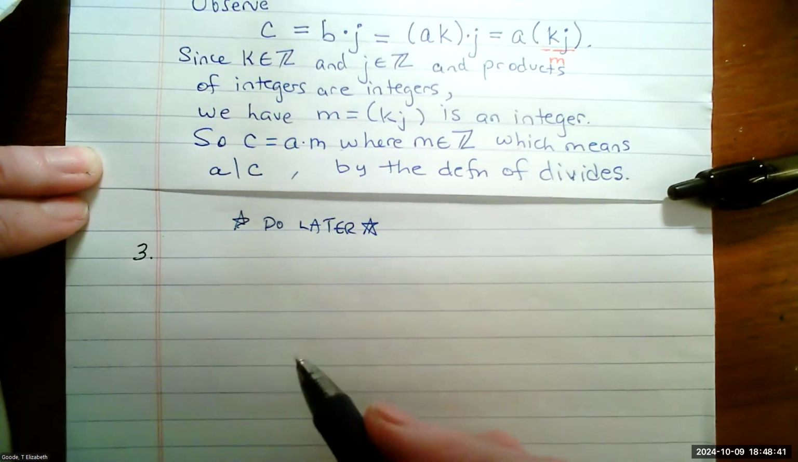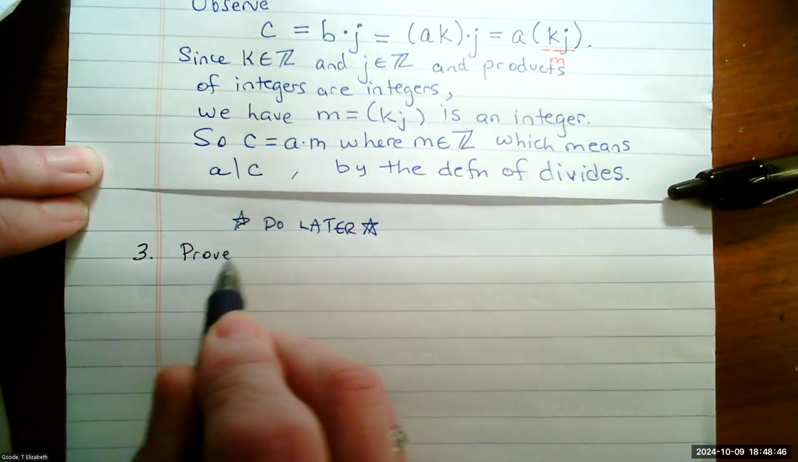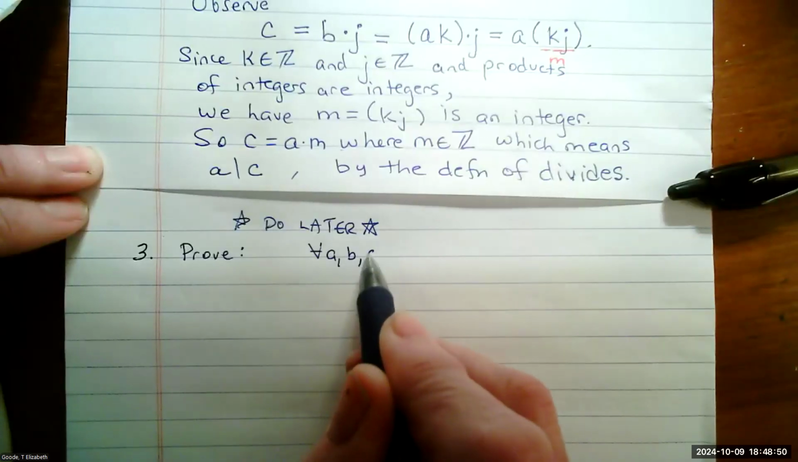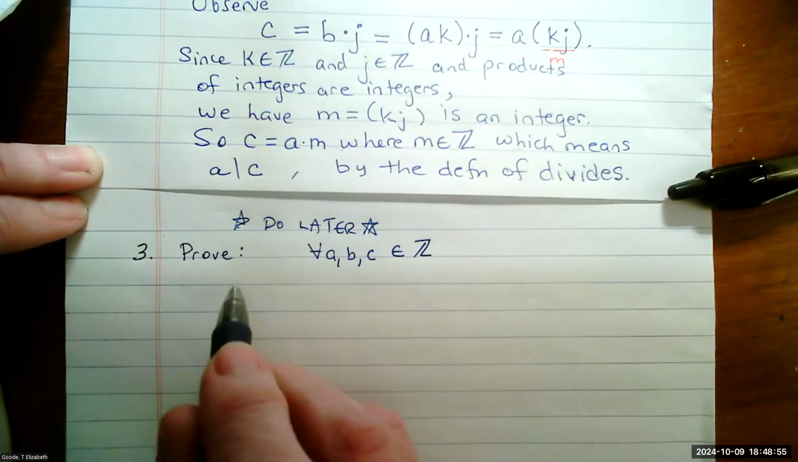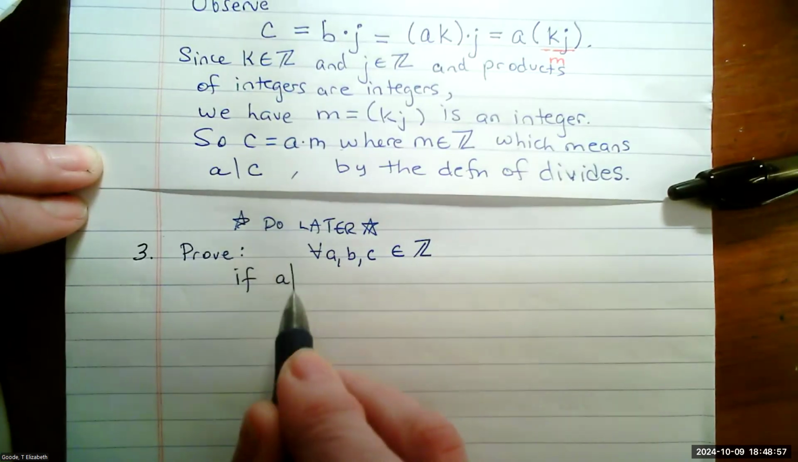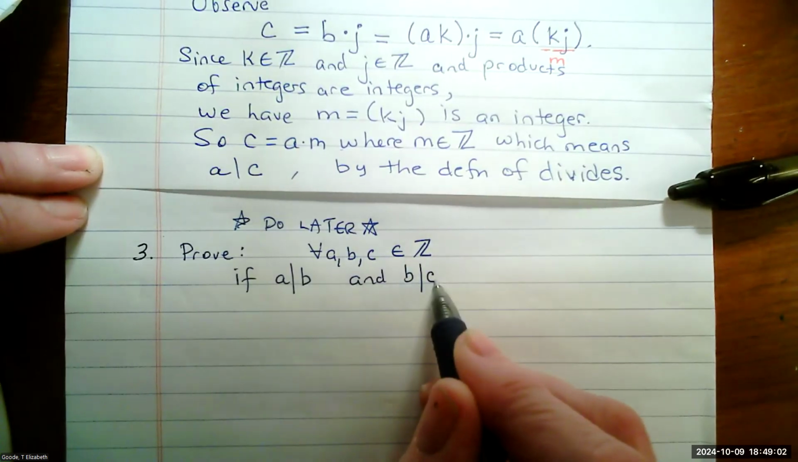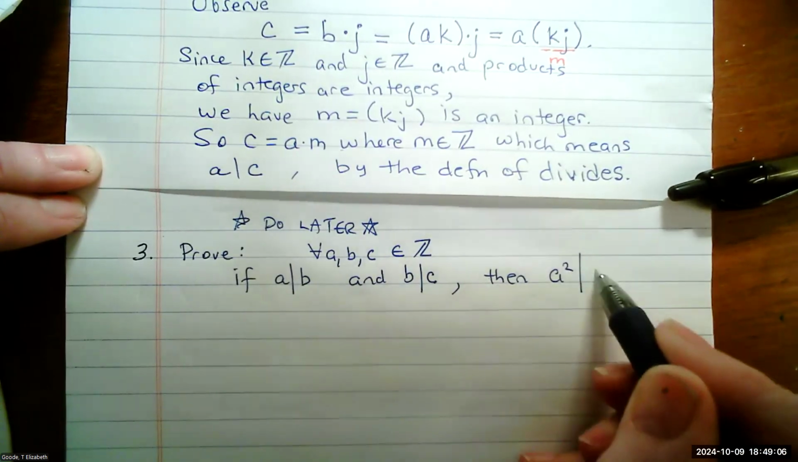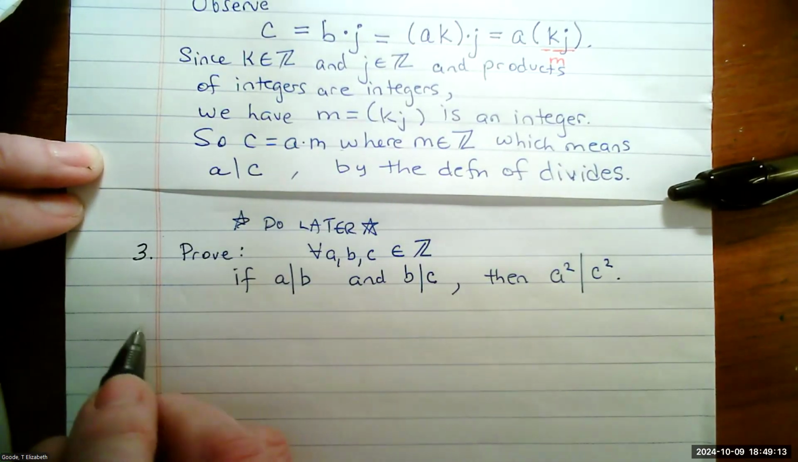So 3, because we already have 2 other do laters. Prove, and this will be for all A, B, and C in Z, as usual, when we have these divides problems. If A divides B and B divides C, then A squared divides C squared. You should be able to prove that.